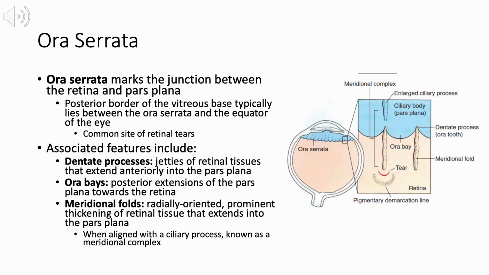The accompanying diagram provides a schematic illustration of these relationships. The ora serrata is shown as the scalloped transition zone between the retina posteriorly and the ciliary body, specifically the pars plana, anteriorly. Dentate processes, also labeled as ora teeth, project anteriorly from the retina, while ora bays appear as indentations between these projections. Meridional folds are depicted as radially oriented ridges extending from the retina into the pars plana, and when an enlarged ciliary process is aligned with a meridional fold, this defines a meridional complex. The diagram also highlights a pigmentary demarcation line and demonstrates the location of a retinal tear near this region, reinforcing the clinical relevance of the ora serrata as a common site for retinal tears.